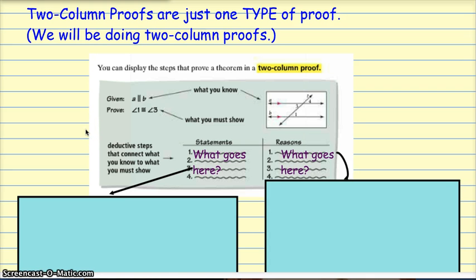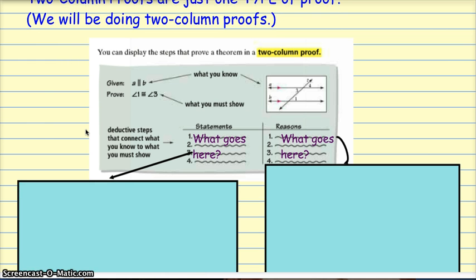We're going to be doing proofs that require a bit more geometry than the ones before. Two-column proofs are called two columns because they have two columns. The column to the left is the statements. These are the things that you know, and reasons are things that you need to show. So what goes in the statement column?